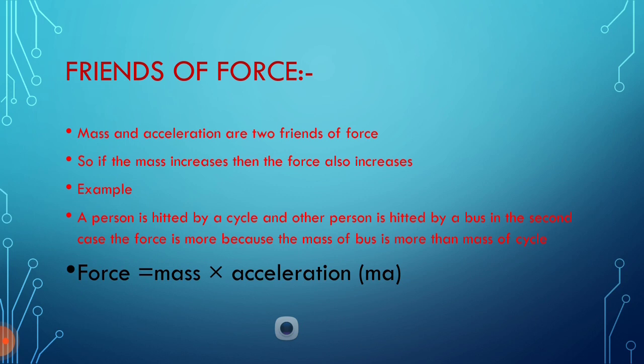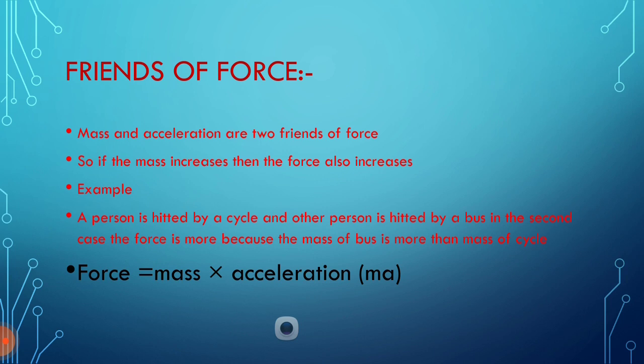So if the mass of an object increases, then the force also increases. As an example, they have given that a person is hit by a cycle and another person is hit by a bus. Then the person who is hit by the bus gets more affected, as the mass of the bus is more than the cycle. So the force is more.